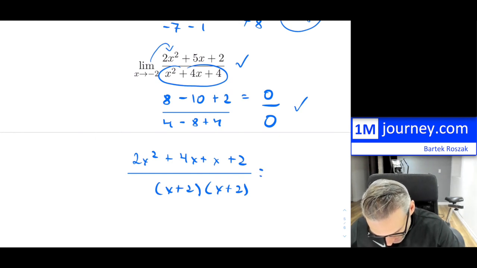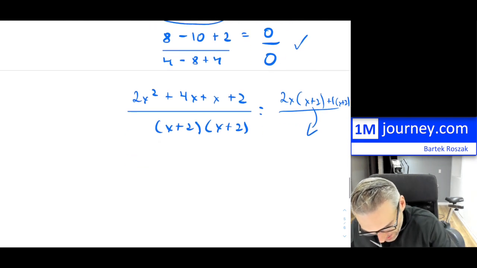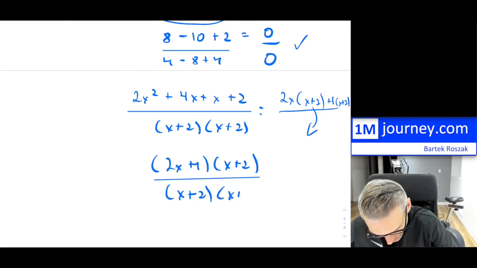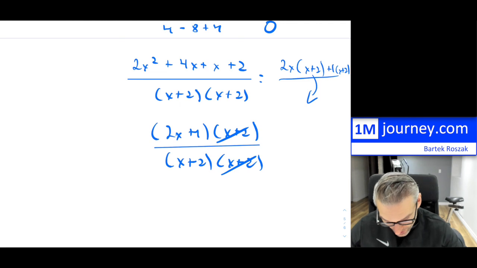All right, so this one now, I'm going to take out the 2x out of here. So that's going to be x plus 2. And plus, I guess, x plus 2 as well. So this whole thing, I will get the following: 2x plus 1, x plus 2 all over this junk. So x plus 2 and x plus 2, that nicely cancels. So that's great.